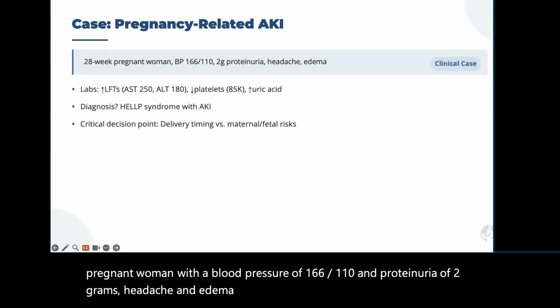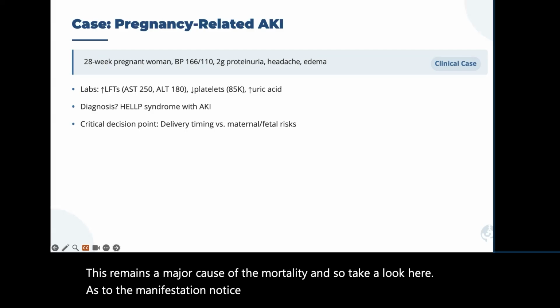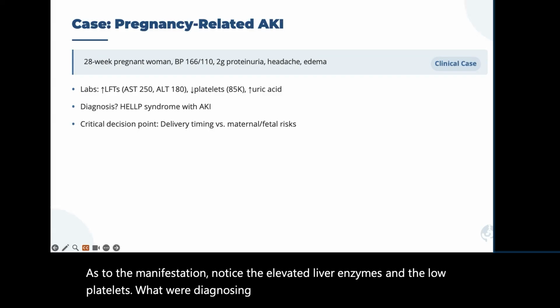This is pregnancy-related acute kidney injury. This remains a major cause of mortality. And so take a look here at the manifestation. Notice the elevated liver enzymes and the low platelets. What we're diagnosing here is essentially HELLP syndrome with acute kidney injury.